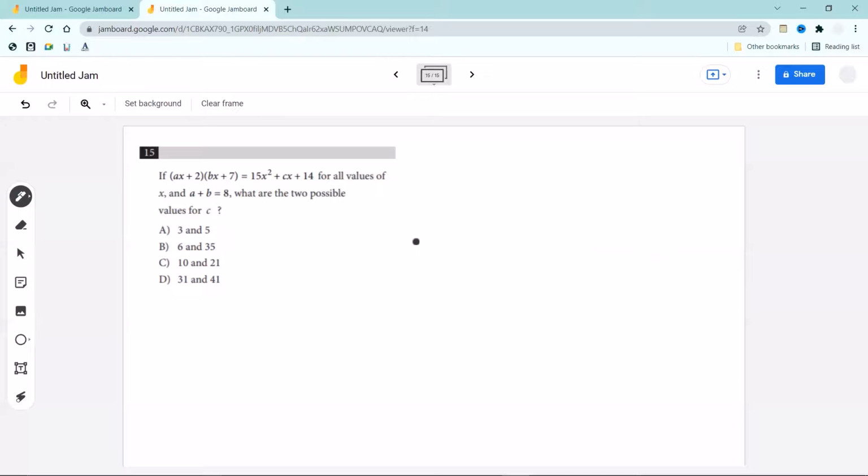Let's begin by foiling this out, right? So if we FOIL this out, we'll get the first terms is just a times b times x squared plus 7ax plus 2bx, and then the last term is 14. And we know that this is equal to, I'll write it on the bottom here, just to show what I'm trying to do here. I'm going to put this in parentheses. Plus cx plus 14. So if we notice here, we're given some information, right?